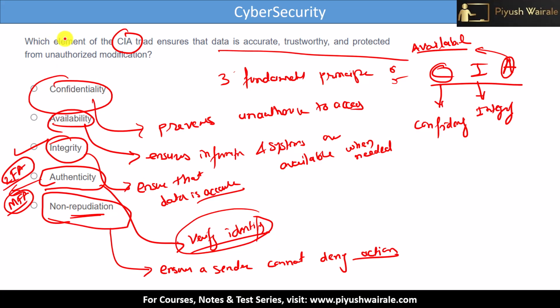Okay. So here, I hope you understand what CIA is, what authenticity is, and what non-repudiation is. And based on the properties of CIA, you can see option C is correct. That is basically integrity. So again, go through my notes. I have discussed the CIA in detail. Okay.